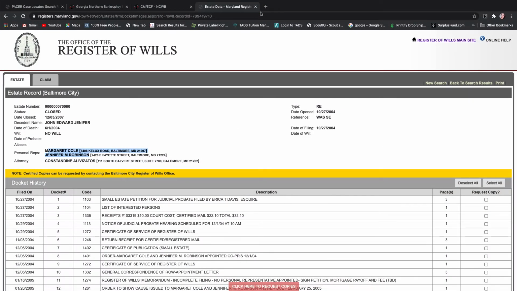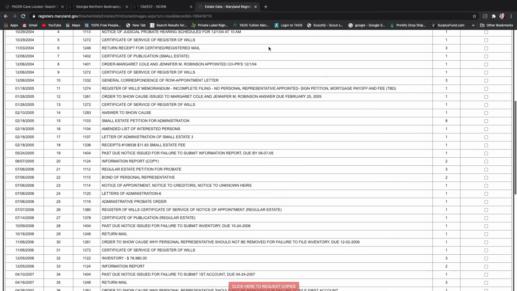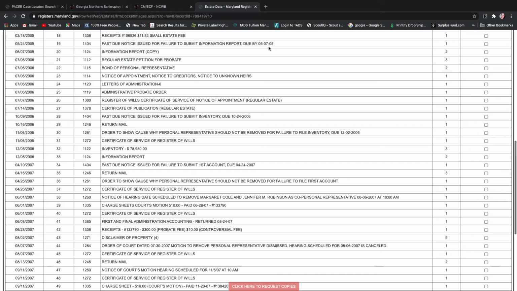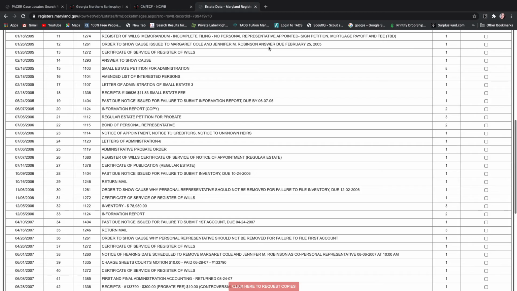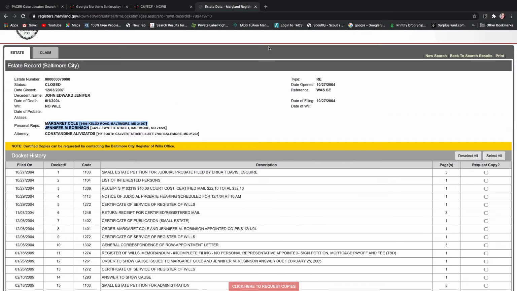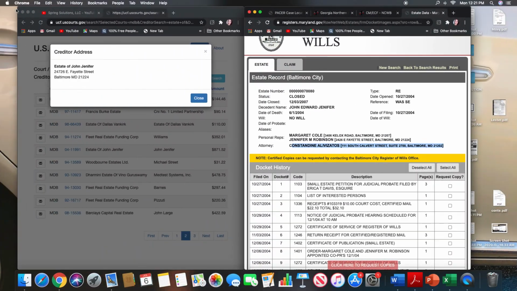Again, all states and counties are going to look different, but this is what it looks like in the state of Maryland. And again, I didn't pay any money to get this. This is a free site. Now, obviously, if I'm requesting copies of the will or copies of the death certificate, then yes, there's going to be a fee associated with that. But just to get the PR information and the attorney's information, I didn't have to register or put in an email or anything.